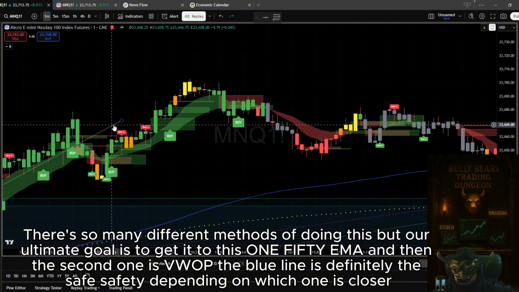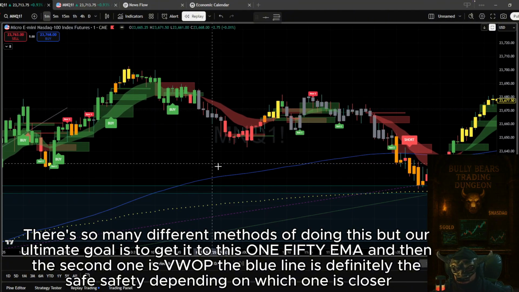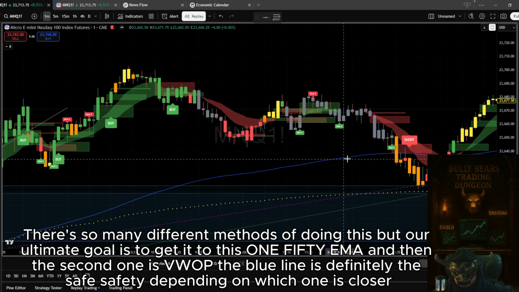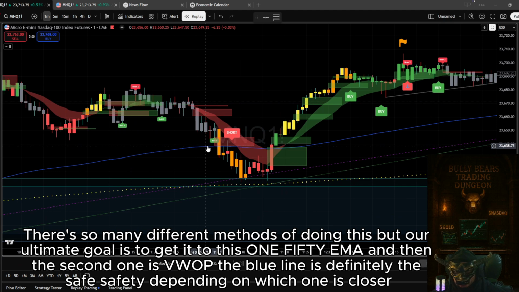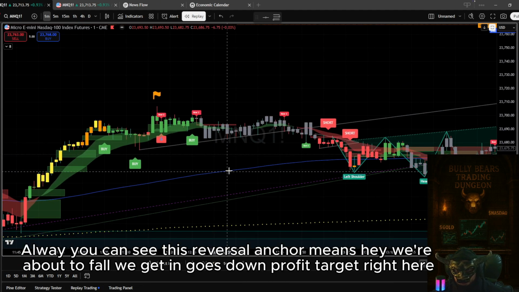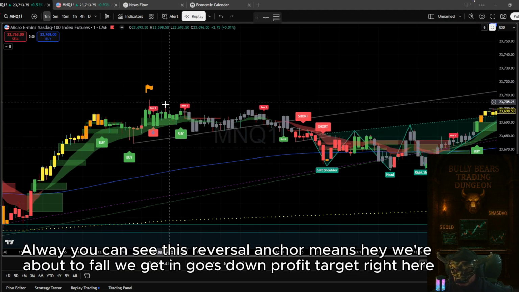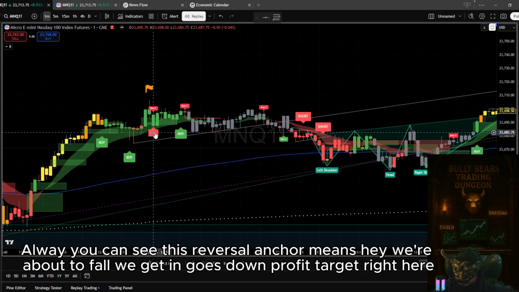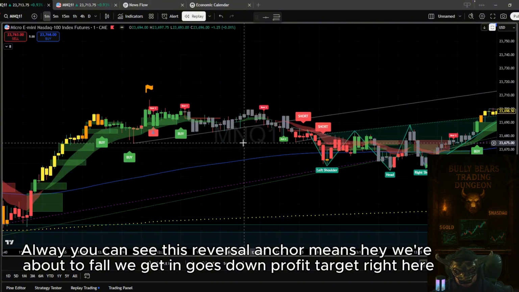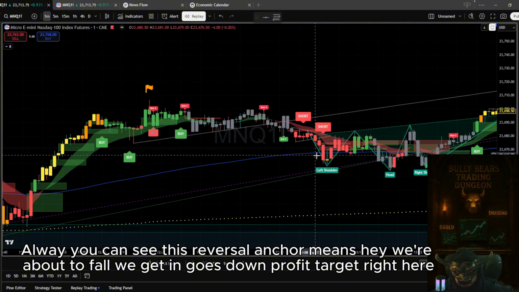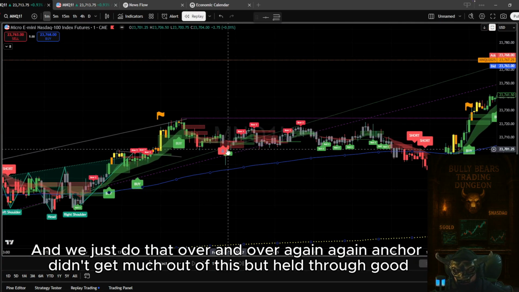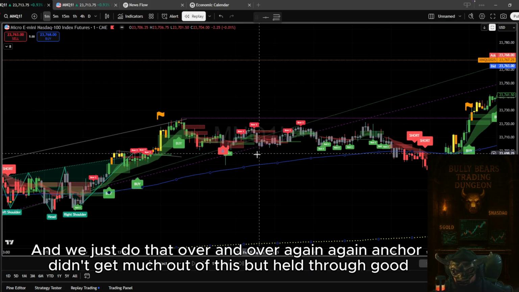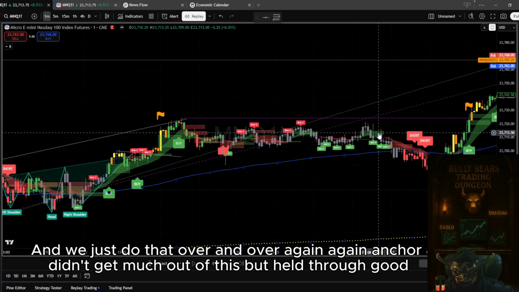There's so many different methods of doing this, but our ultimate goal is to get it to this 150 EMA, and then the second one is VWAP. The blue line is definitely the safety, depending on which one is closer. Always, you can see this reversal. Anchor means hey, we're about to fall. We get in, goes down. Profit target right here, and we just do that over and over again. Again, anchor, didn't get much out of this, but I held through.